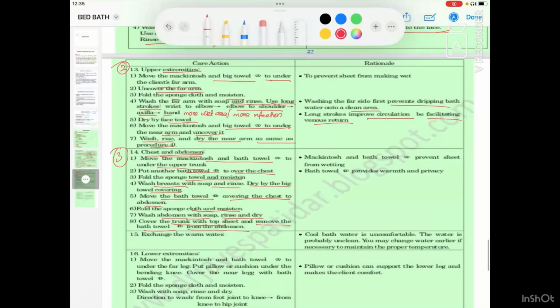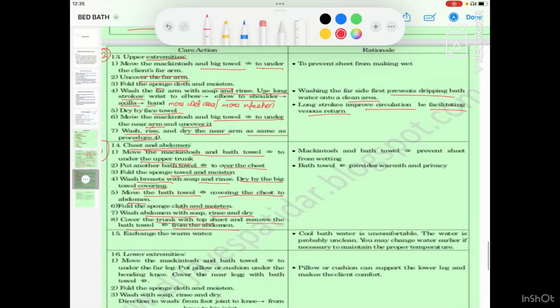So why the Macintosh and bath towel? To prevent the sheet from getting wet, and the bath towel provides warmth and privacy. That's why we are covering.